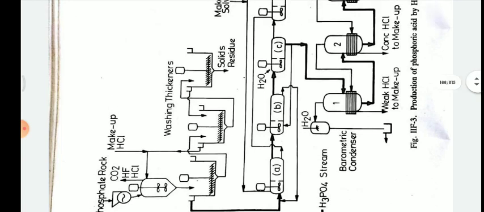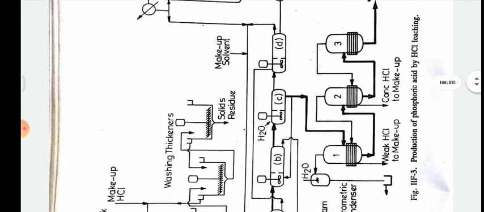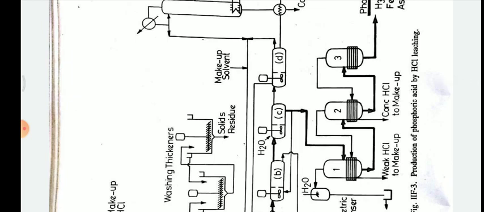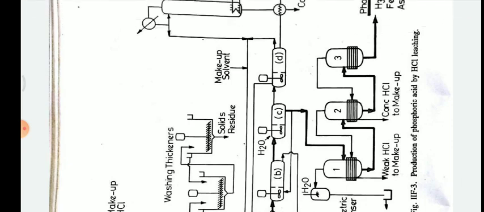So the weak HCl is made up. Then further it is sent to number 2, from 2 to 3, and from 1 to 2. And a similar process follows for the number of tanks used for 3.